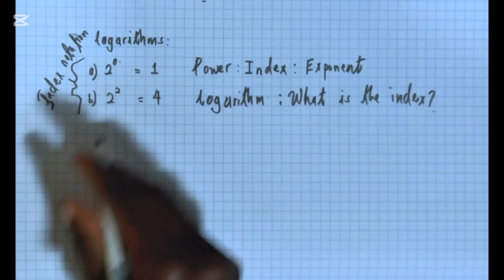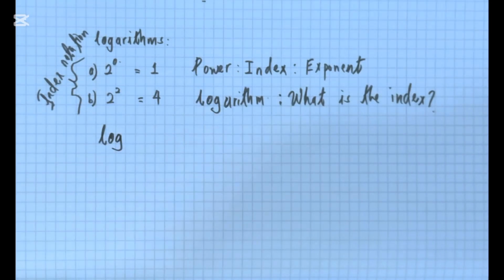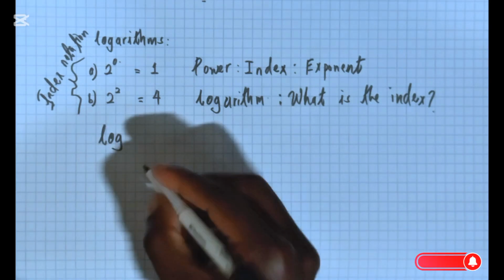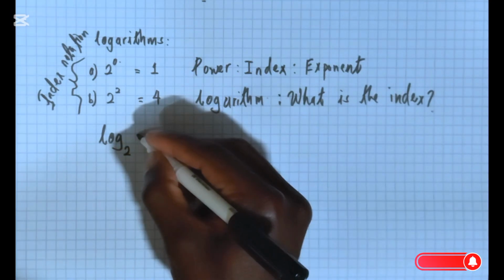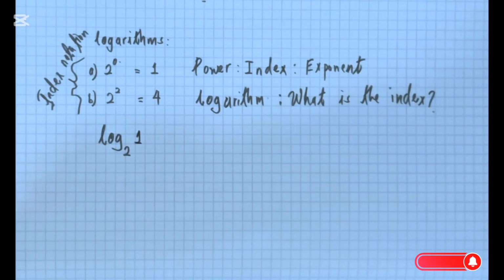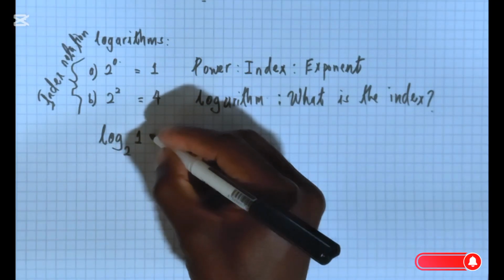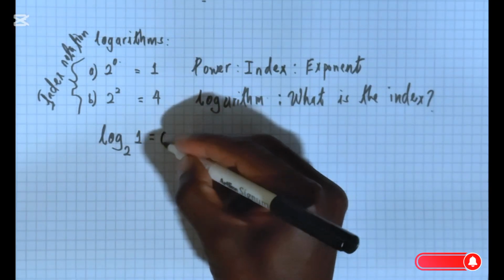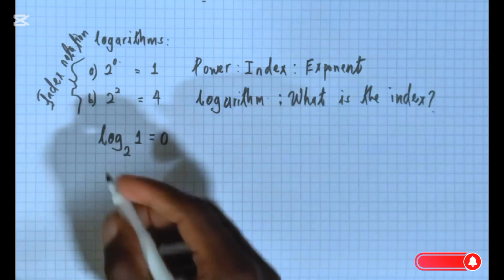So if we were to write A, then we'd say what is the power? What is the index? What is the exponent of 2? If we want to get 1, what is the power of 2 if we want to get 1? Of course, we know that will be 0 right there. So that would be for A.